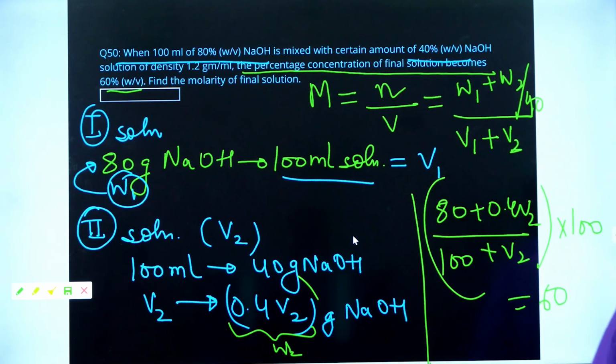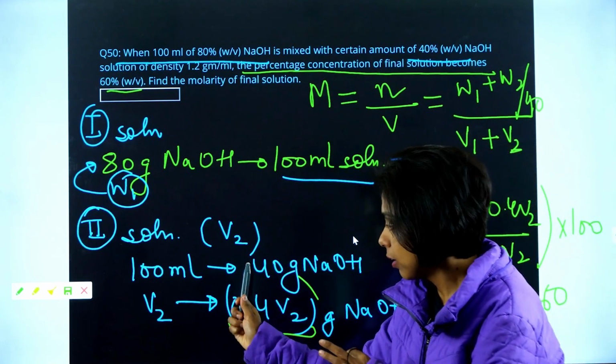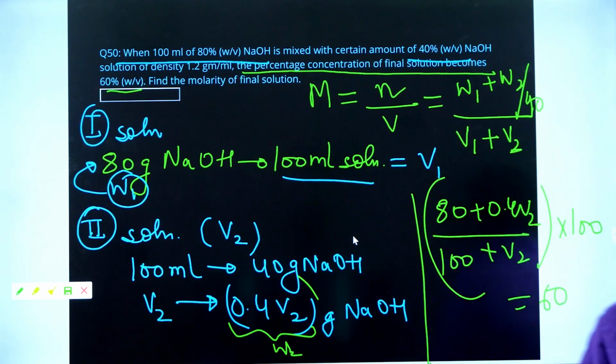So we can calculate our V2 here. And once we get the V2, I will get my W2 as well. So figuring out the W2, you can put the values and calculate the final molarity of the solution. Yes, so you can get the final molarity of the solution.